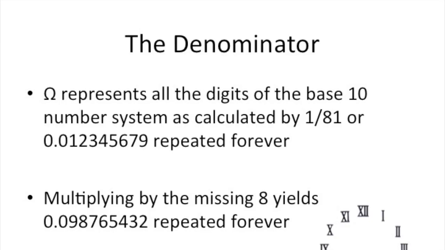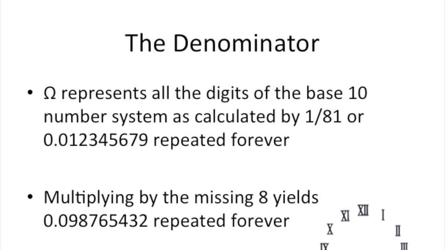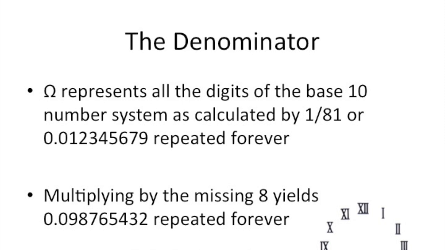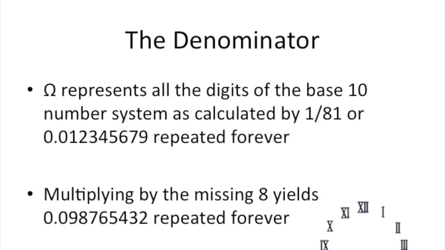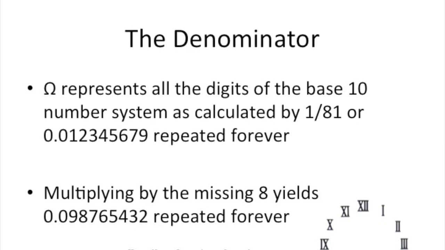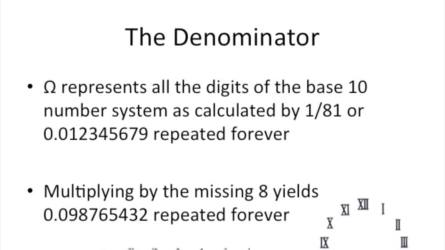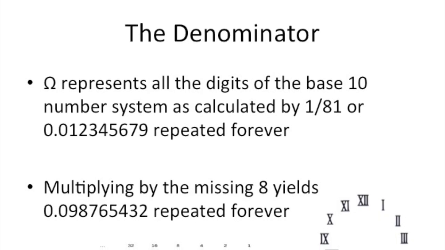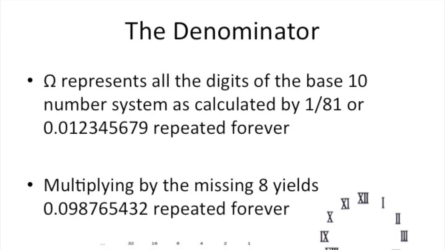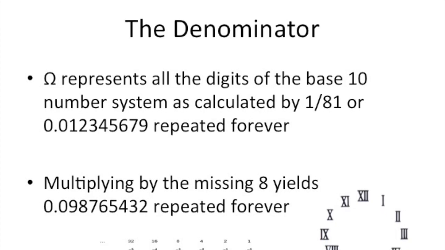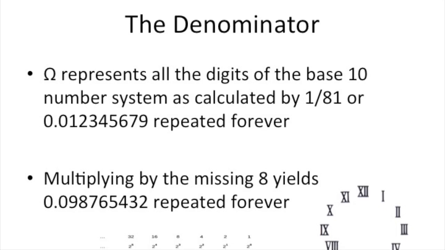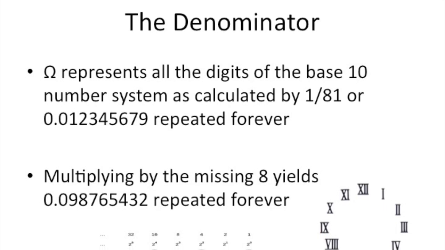Okay, so the top part of the fraction makes a lot of sense, but what about this omega term on the bottom representing 0.01234567 repeated forever? Well, it turns out that if you take the number 1 and divide it by 81, that's the number that you get. It's weird. It's really a weird number. But we do notice that it contains almost all of the digits from the base 10.